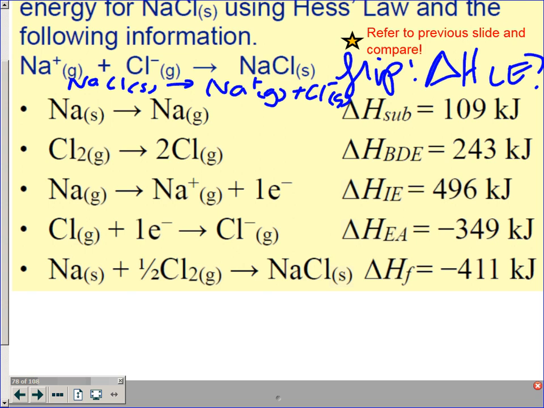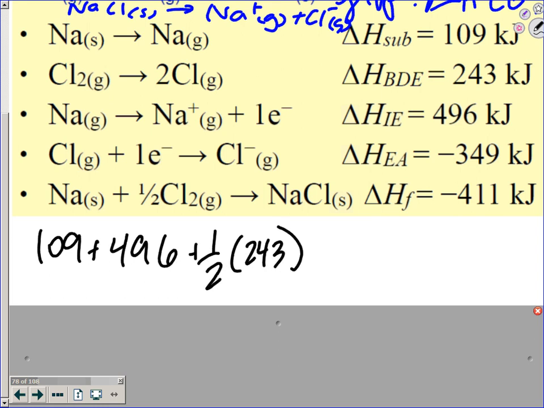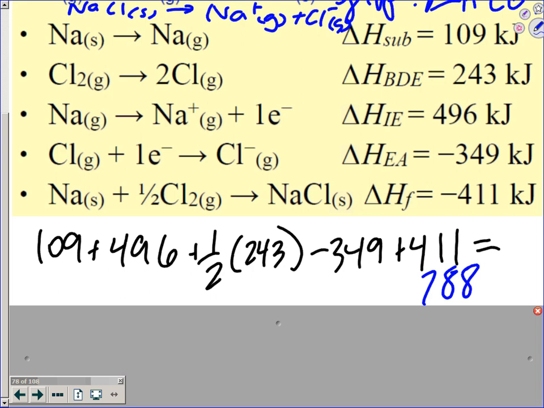And sodium chloride stays, check. And sodium solid cancels left and right. Half of a diatomic chlorine cancels left and right. Let's get that energy. Calculator. What is it? 788.5 kilojoules. Okay. That is the answer, 788 kilojoules, right?